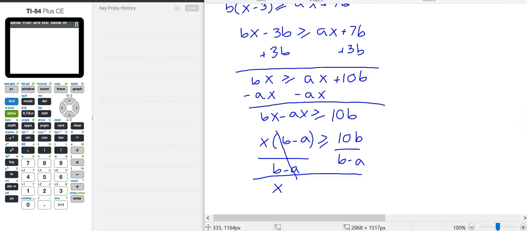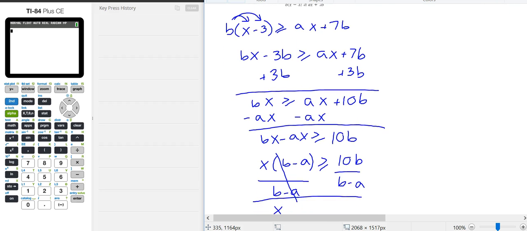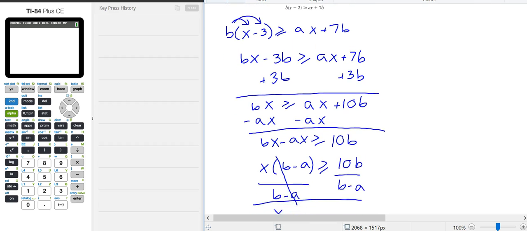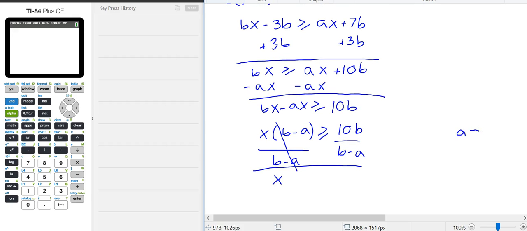And now let's look back at the beginning of the problem. a is greater than b. That means that when we're dividing by b minus a, we're really dividing by a negative number. Because let's just pick arbitrary values. a has to be greater than b. So let's say a is 5, then b has to be something less than that, let's say 3. If we're doing b minus a, we'll have 3 minus 5, which is negative 2.